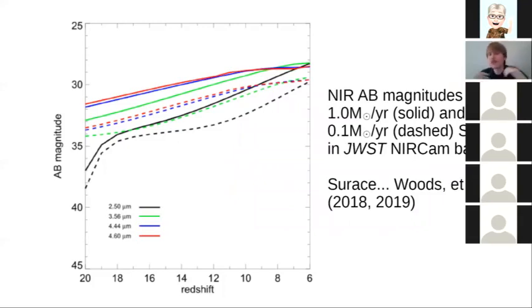So he's produced a number of predictions for Euclid, etc. I'm going to focus on the predictions for NIRCam with the James Webb Space Telescope. Here, for rapidly accreting objects, 0.1 solar mass per year is the dashed lines, and 1 solar mass per year is the solid lines. These are the AB magnitudes that we'd expect in different NIRCam bands. And you see that, as a function of redshift, it's going to be very faint.